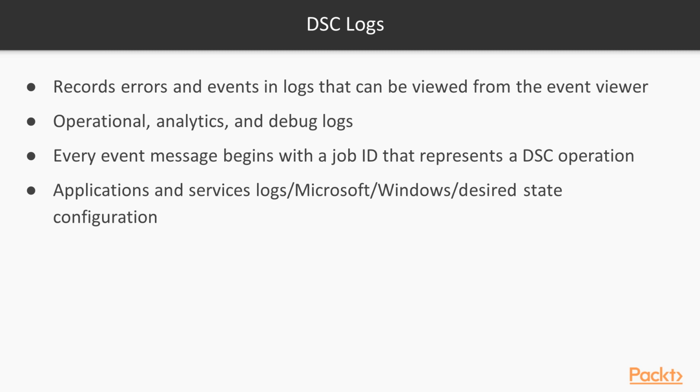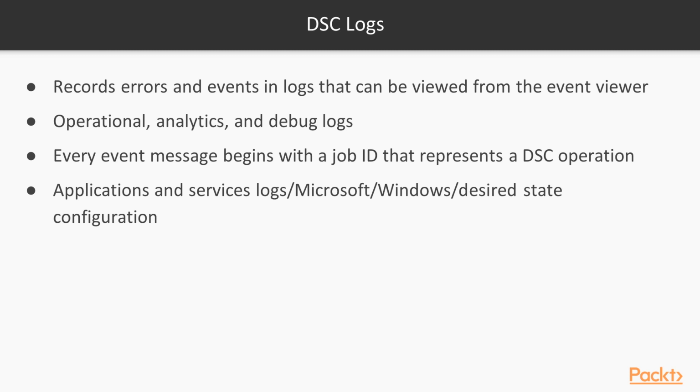DSC logs are split over the three log channels based on the importance of the message. The operational log in DSC contains all the error messages and can be used to identify a problem. The analytical log has a higher volume of events and can identify where errors occurred. This channel also contains verbose messages, if any. The debug log contains logs that can help a developer understand how the errors occurred. DSC event messages are structured so that every event message begins with a job ID that represents a DSC operation.